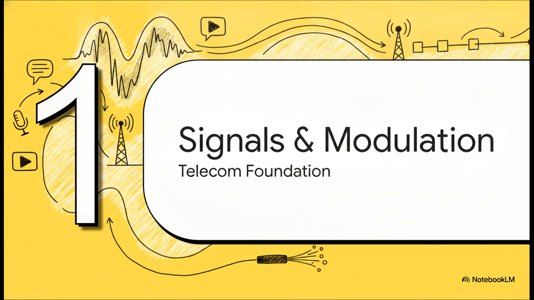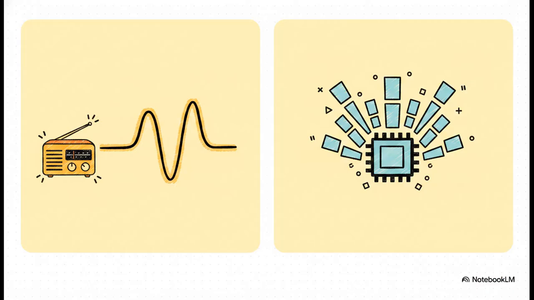Section 1, Signals and Modulation Basics. This is literally the foundation of all telecommunications. Okay, so before we can even think about 5G, we really have to understand that every single piece of data starts its life as a basic electrical signal. And getting that signal ready for its big journey, that process is called modulation. Think of it like packing a suitcase for a very specific trip.